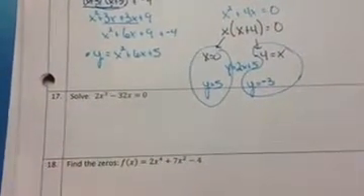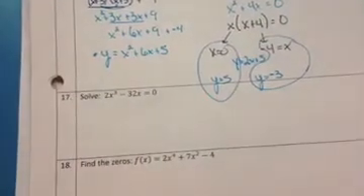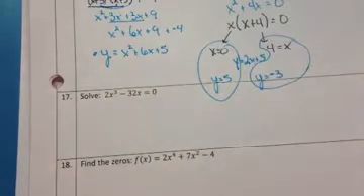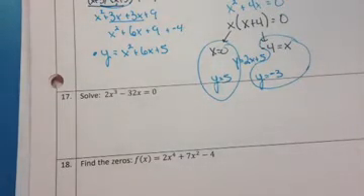All right, so we are starting with problem 17. Again, we are solving. The main thing with solving is you want to look at how many different types of x's you have, and that will determine if you should factor or if you can just get x by itself. So 17 has more than one type of x, so I'm going to factor.